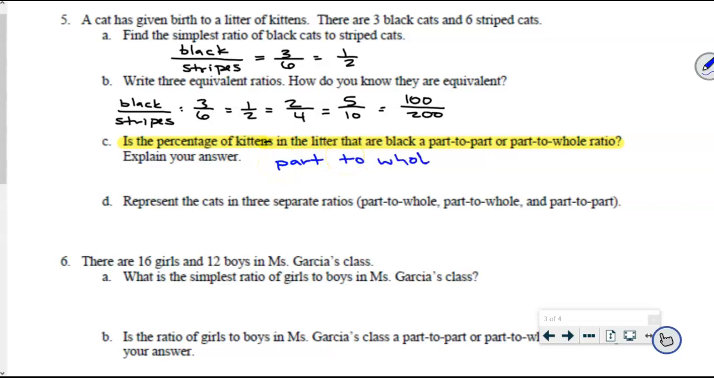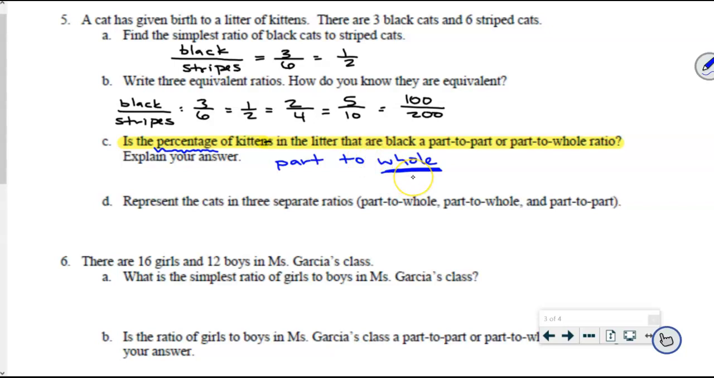Yeah. So if you notice, the percentage of kittens that are black is really comparing the number of kittens that are black to the whole entire litter. So whenever we have percentage questions, which we will have a lot in the next coming 2 units, we need to understand that percentages are part to whole ratios.